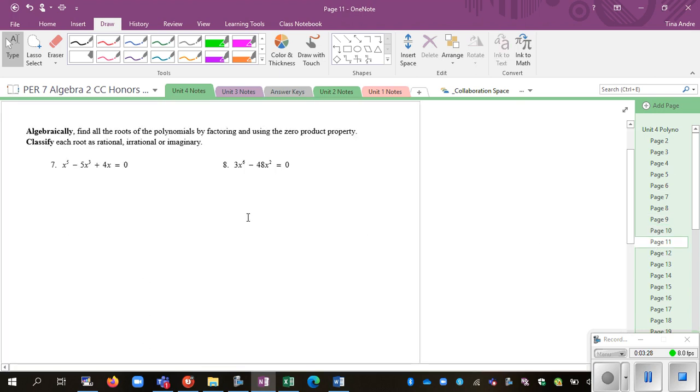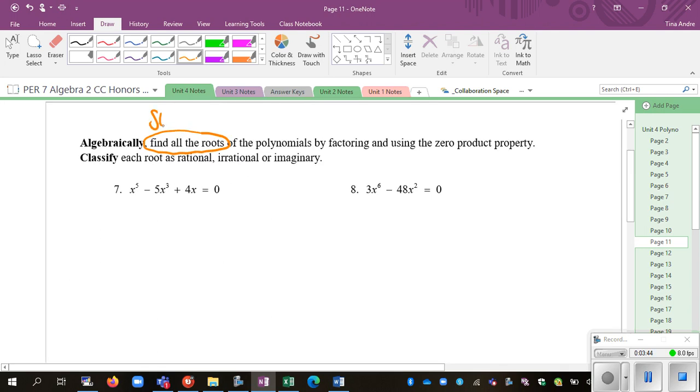The second half of this is where we're solving. On the front page, it's just factoring. You're leaving your expressions as a product of factors. So no solving. Here it says find all the roots. Finding all the roots means you're actually solving. So we're going to solve for x. Notice now we have equals 0. So now we can factor these, and then we can set each factor equal to 0.